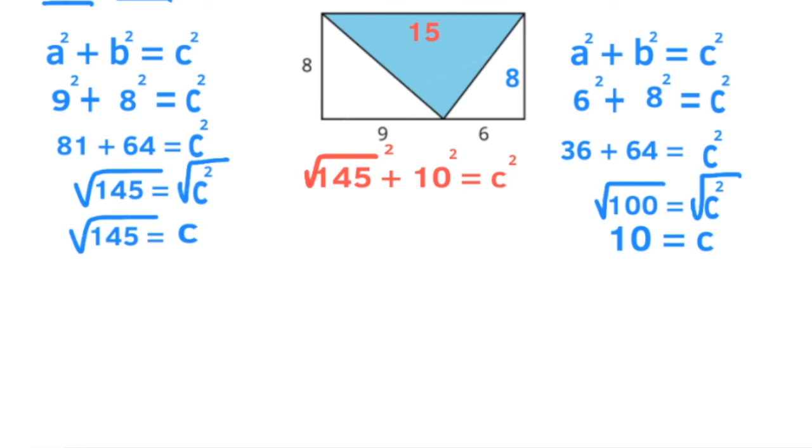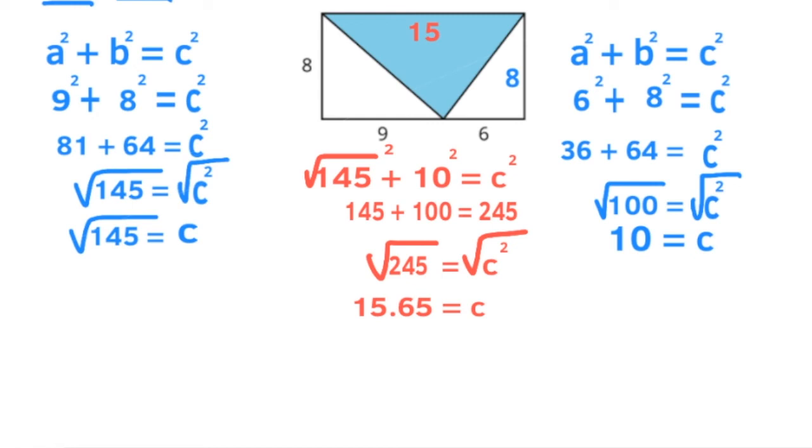The square root of 145 squared is 145. 10 squared is 100. 145 plus 100 equals 245. The square root of 245 equals c. Since the square root of 245 is 15.65 and 15.65 does not equal 15, then this shaded blue triangle is not a right triangle.